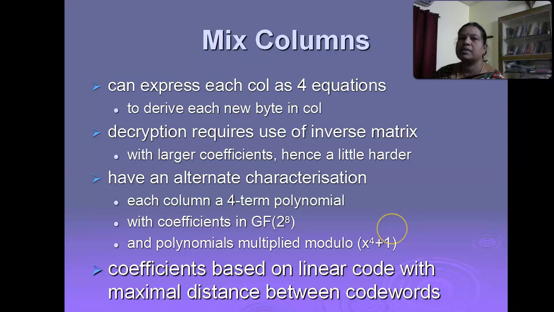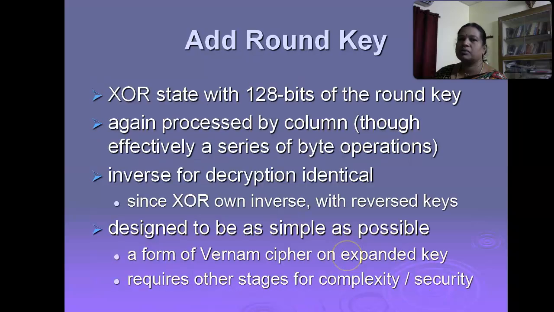We can express each column as 4 equations to derive each new byte in the column. Decryption requires use of the inverse matrix with larger coefficients, hence a little harder. There is an alternate characterization, with each column as a 4-term polynomial. Coefficients are based on a linear code with maximal distance between code words.